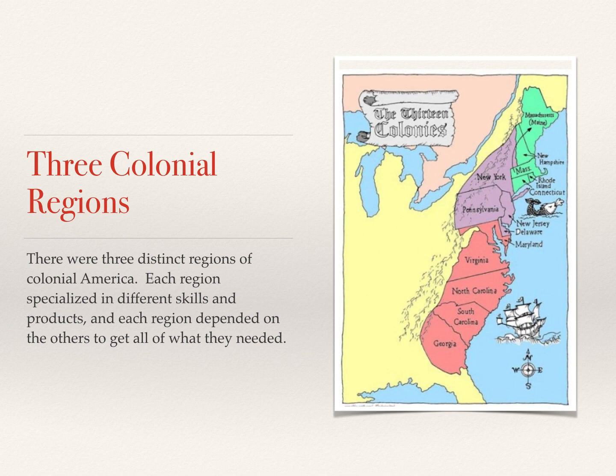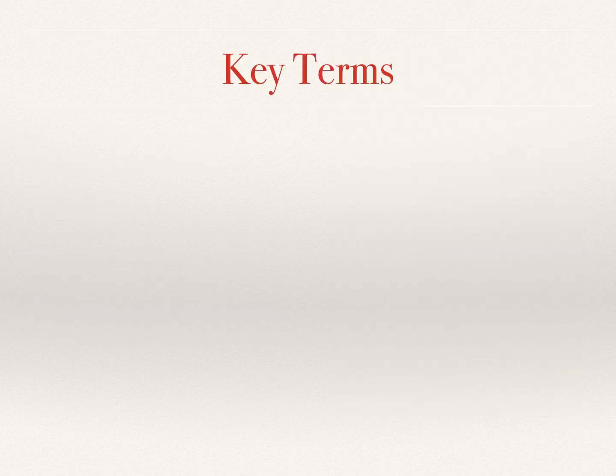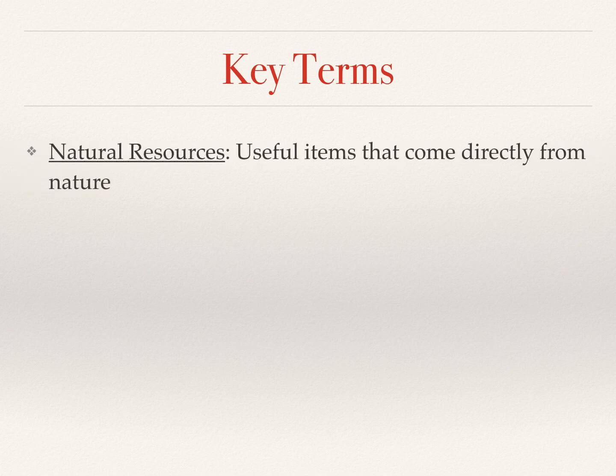So we're going to be looking at the role of specialization, how each region specializes in different skills and products, and interdependence, how each region depended on the other regions to get all of what they needed. Specialization and interdependence. So let's start by defining our terms. We're going to start with some geography terms. The first is natural resources. Natural resources are useful items that come directly from nature. Some examples of natural resources could be timber or gold or fertile soil.